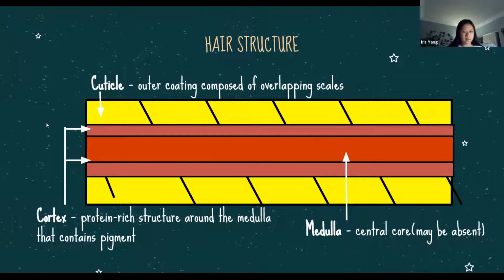And we're going to be talking a lot about the medulla because it's really important in identifying different species of animals and how to identify their hair. Okay.